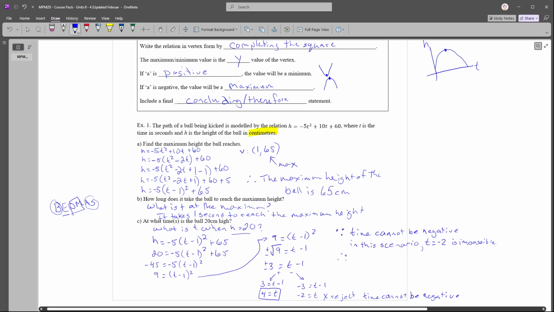Therefore, the ball is at a height of 20 centimeters after 4 seconds, or at 4 seconds. The ball is at a height of 20 centimeters at 4 seconds. There we go. So a lot of our problems are going to take the same process.